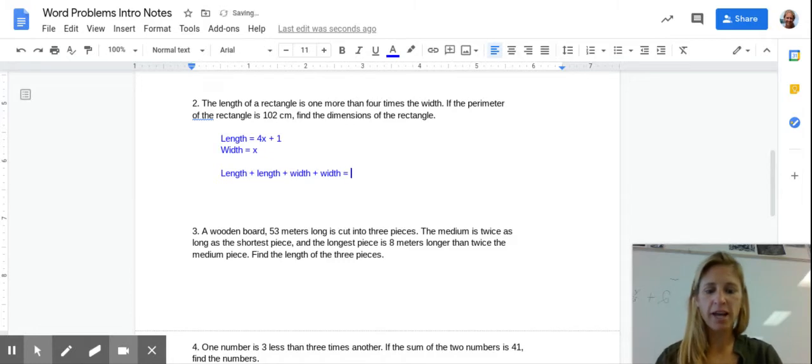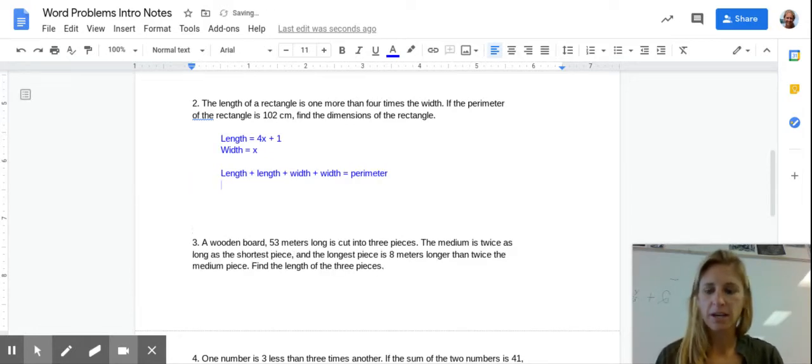So I can't just have length plus width. Okay, so I'm going to have 4x plus 1 plus 4x plus 1 plus x. That's what's going to equal 102. A length and another length, a width and another width.